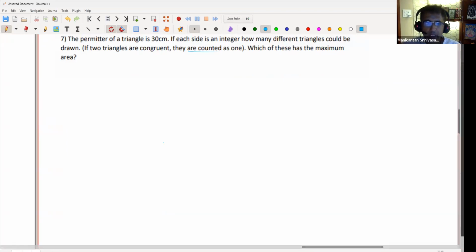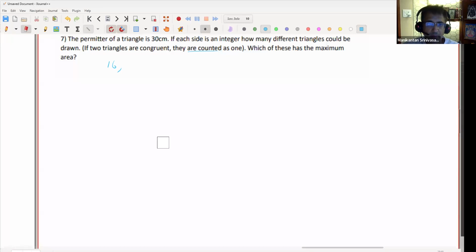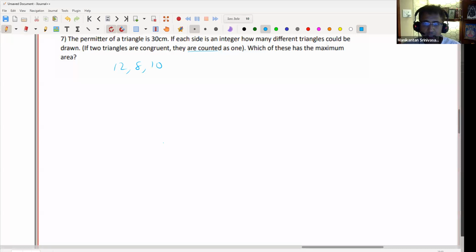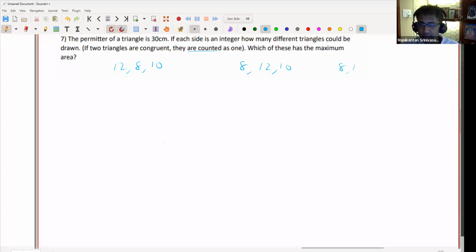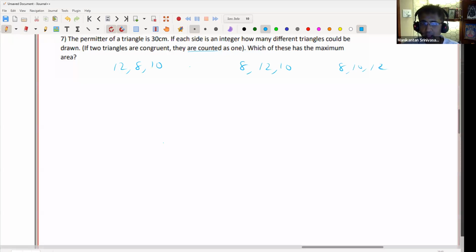So by this, what do I mean? I mean, if I have a triangle which is 16 centimeters, 12 centimeters, 8 centimeters, and 10 centimeters. In another triangle, it's 8 centimeters, 12, and 10, or 8, 10, and 12, right? It doesn't matter which side I'm going to call 8, 10, and 12. I'll consider all of them as one triangle. So with that premise, how many triangles are there is the question.